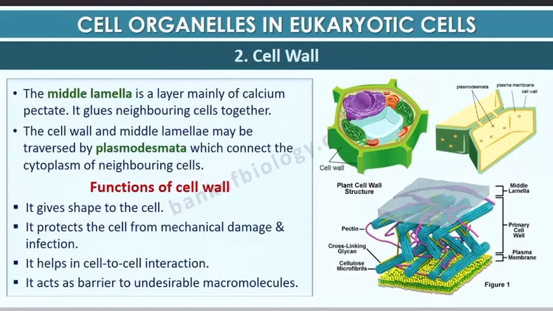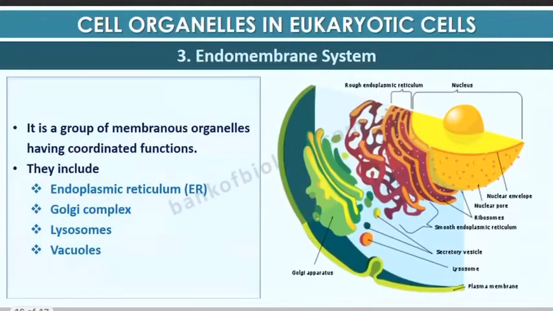So what are the functions of cell wall? It gives shape to the cell as you have been seeing it. It protects the cell from mechanical damage and infection. It helps in cell to cell interaction, like middle lamellae we said, plasmodesmata we said, and it acts as a barrier to undesirable macromolecules. Something unwanted, small particles try to enter inside the cell. This becomes a guard. It will protect. It won't allow those undesirable elements to get inside. These are the functions of cell wall.